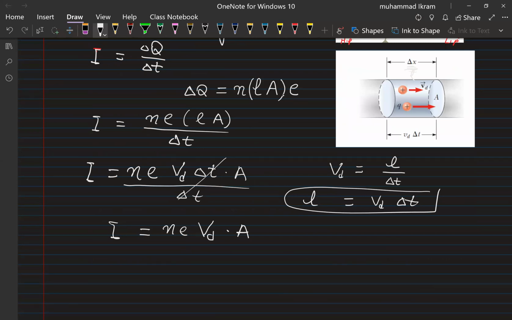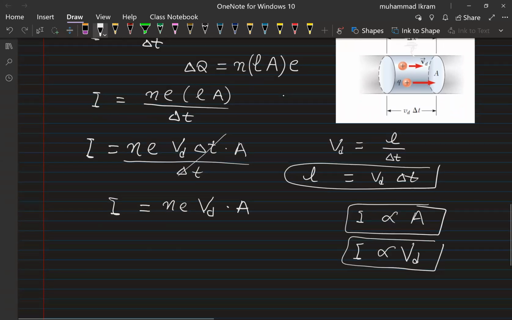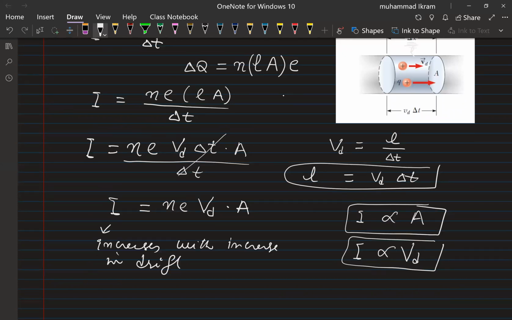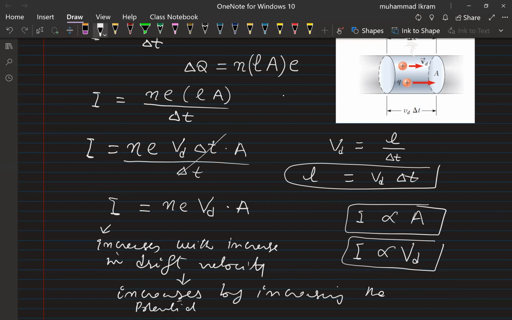So two things are most important here. Current is directly proportional to the area of cross section, so a thick conductor may carry more current than a thin conductor. And I is directly proportional to V drift. You must know these things because there are questions on them, but these expressions are not directly part of your scheme. Current increases with increase in drift velocity, and drift velocity increases by increasing the potential difference.